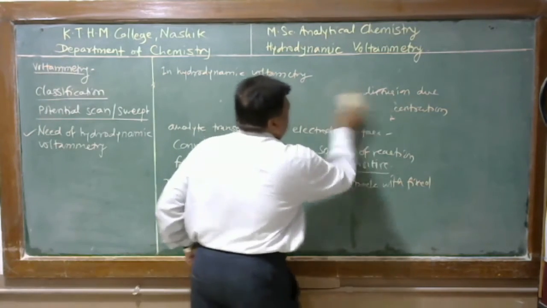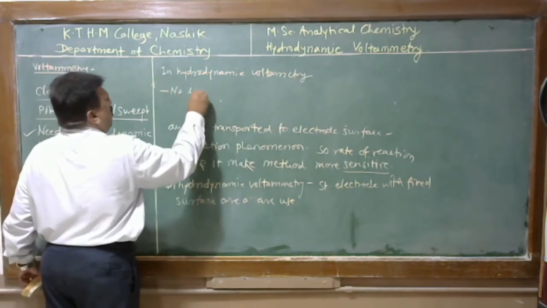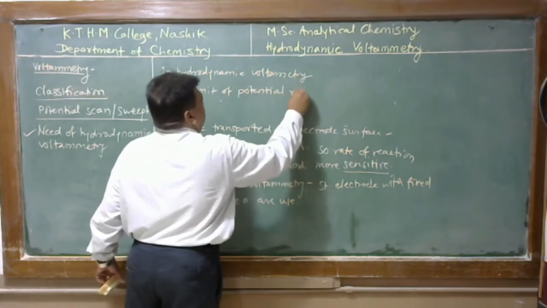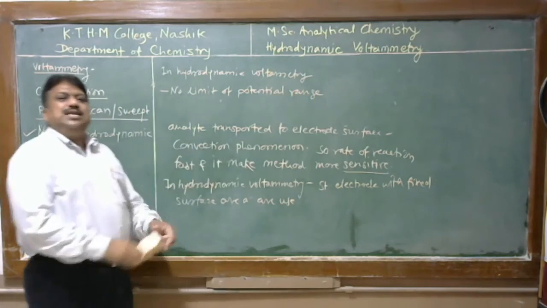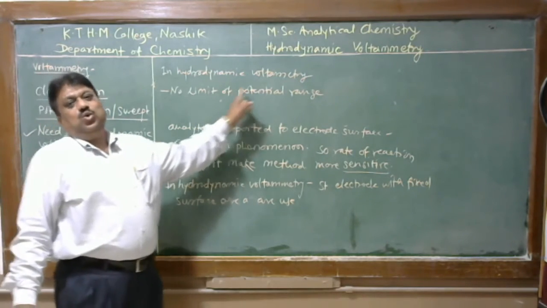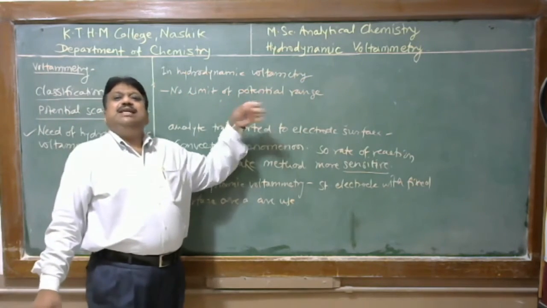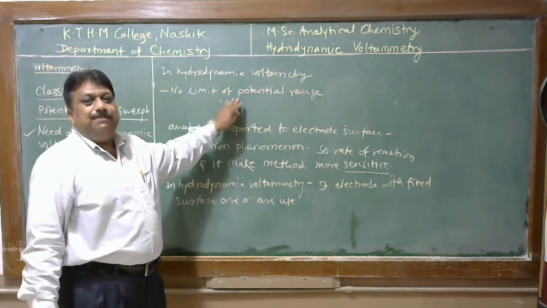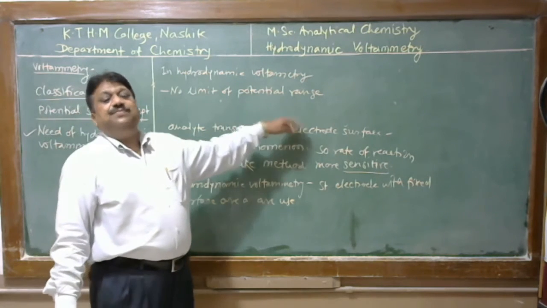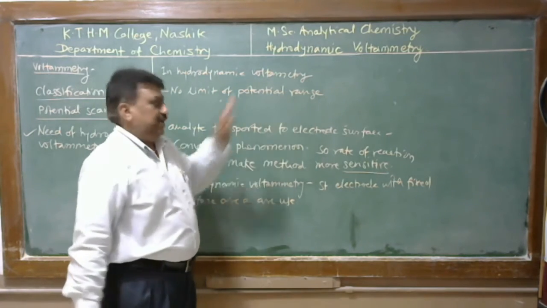Next thing is that in hydrodynamic voltammetry there is no limit of potential range. That means in polarography, plus 0.4 volt to minus 1.8 volt, within this potential range the total analysis is performed. But in case of hydrodynamic voltammetry, this limit disappears. Therefore, we have wide applications of hydrodynamic voltammetry in quantitative analysis of different types of samples that may be oxidized or that may be reduced at the working electrode.